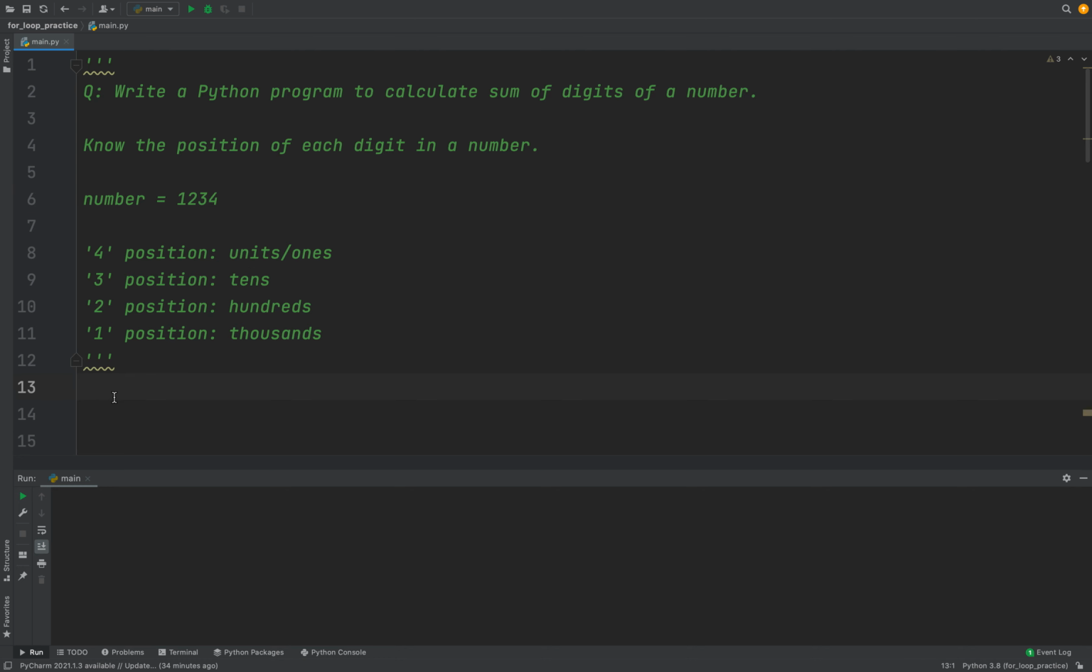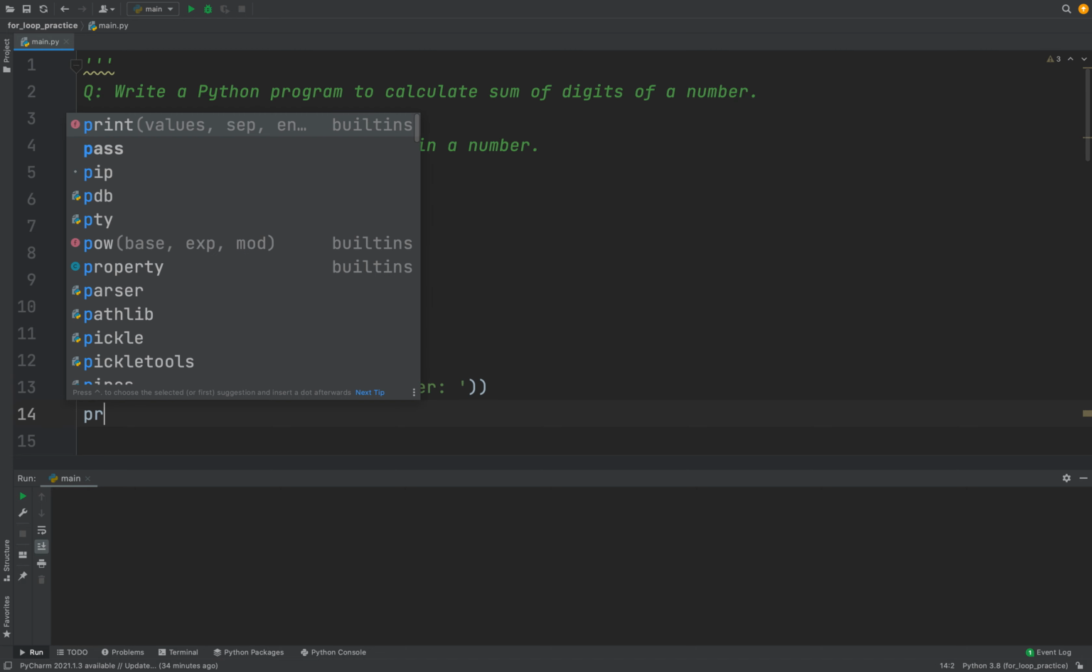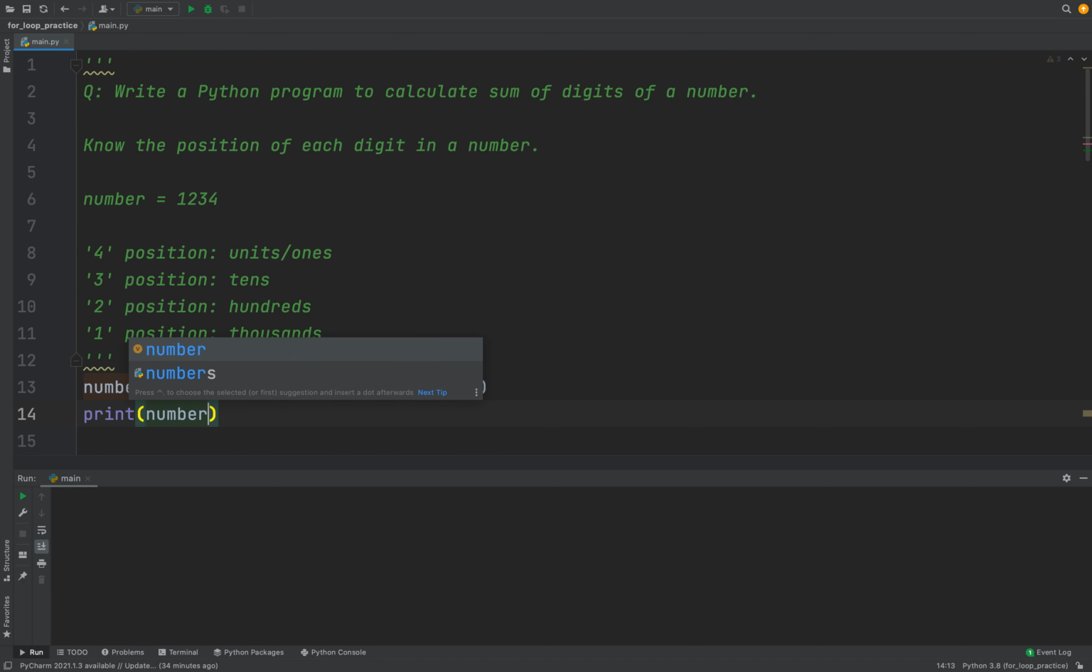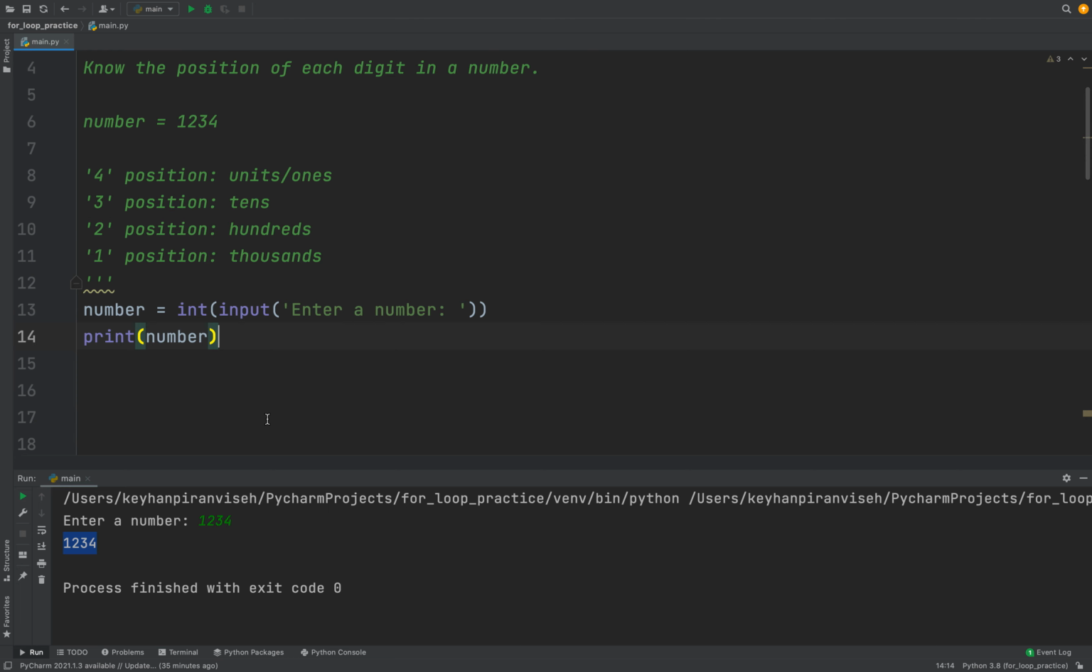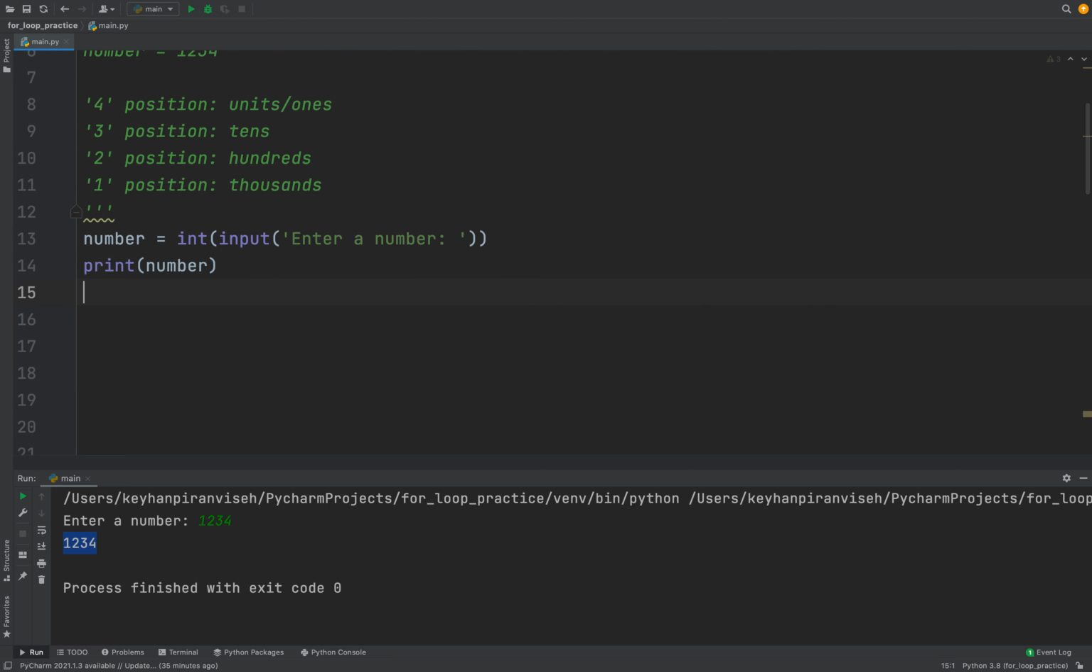Now I'm going to start by asking the user to input a number. So number equals integer, int, input, and then we say enter a number, and then we print that number. Okay, we enter 1234, and there you go, this is the number. Now that we've got the number, let's start working on it.